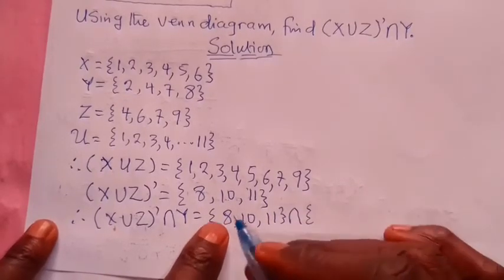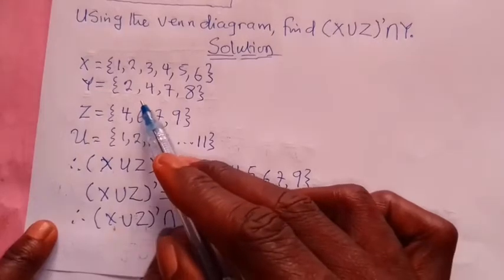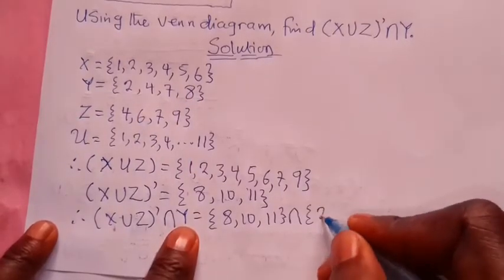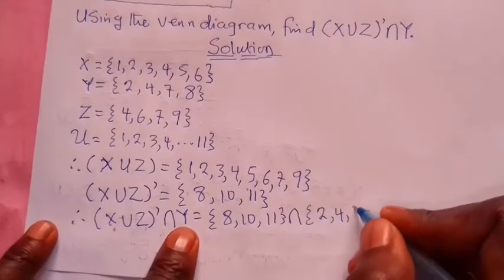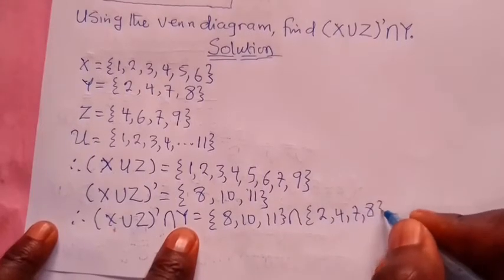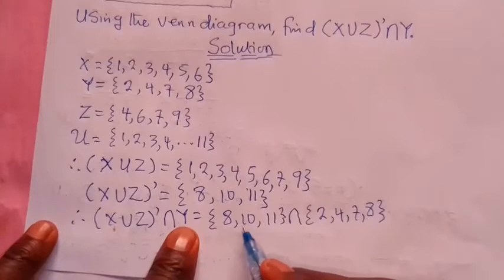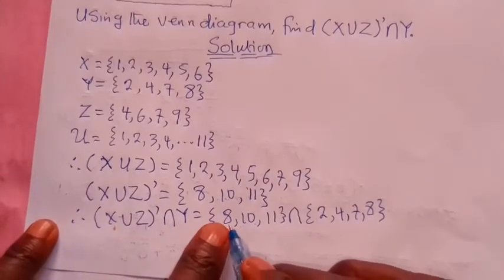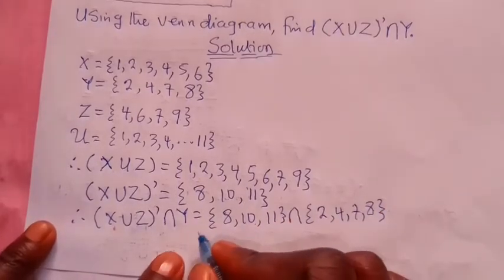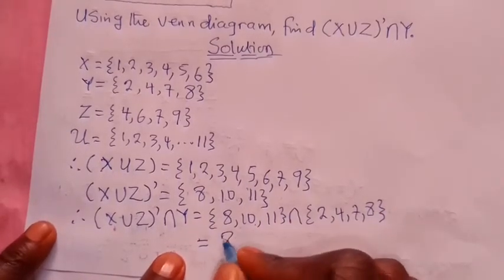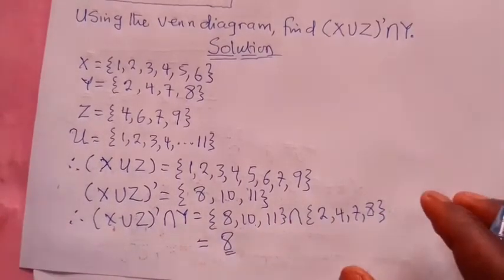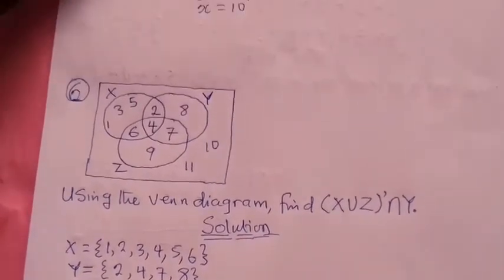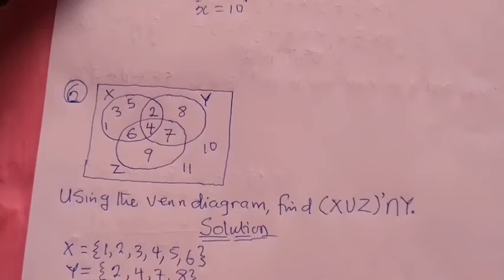Our Y. What is our value for Y? Based on what we wrote here, we have 2, 4, 7, and 8. Write it out. 2, 4, 7, and what? 8. So the intersection means the common element for these two sets. And as you can see, we are having 8 as a common element. So which brings us to the final answer as what? 8. So 8 is the final answer. I believe you are understanding everything that is taught here in this lesson.